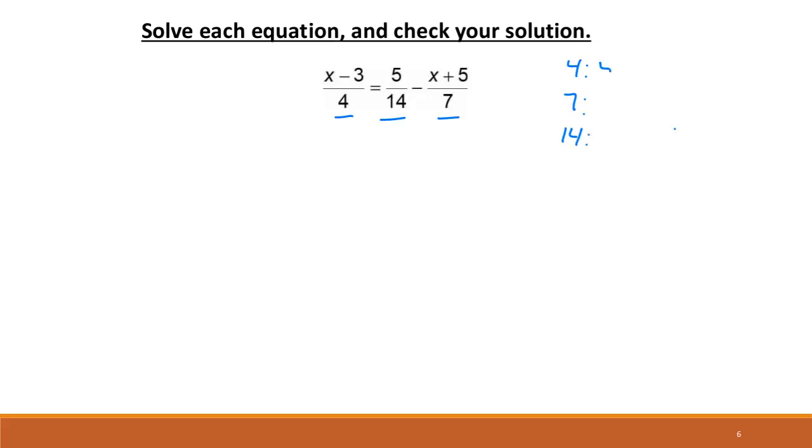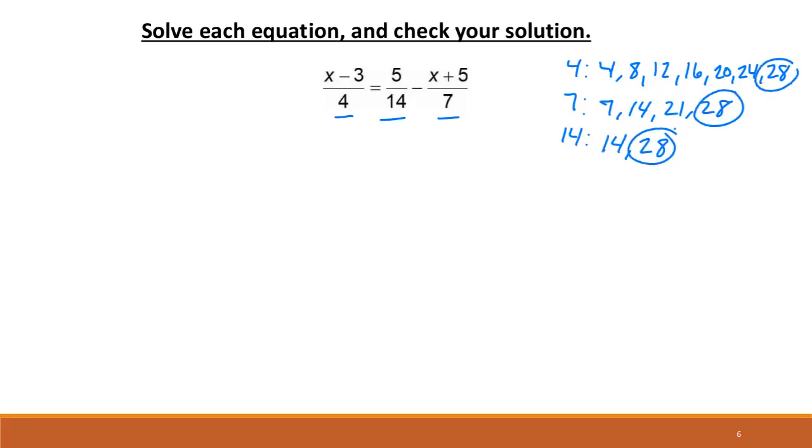So if I count by 4s, that gives me 4, 8, 12, 16, 20, 24, and 28. If I count by 7s, I get 7, 14, 21, and 28. And if I count by 14s, I get 14 and 28. So that's how I went about finding that least common denominator, because it's the first multiple they all have in common.